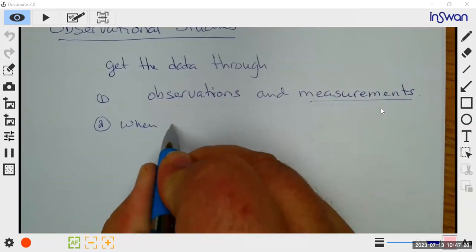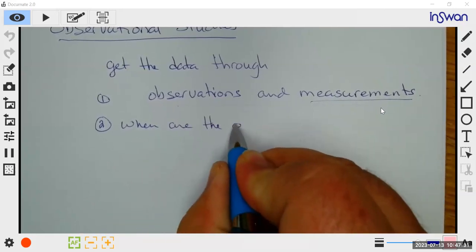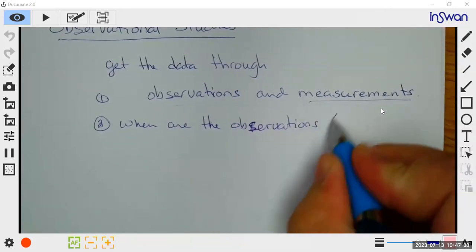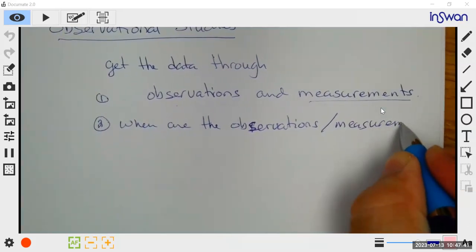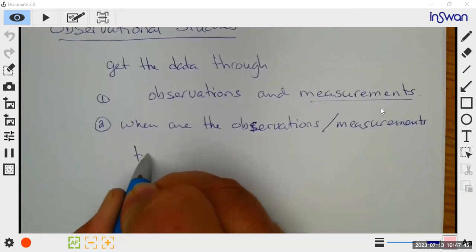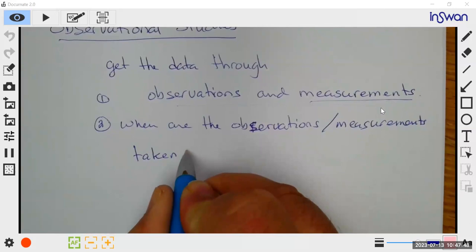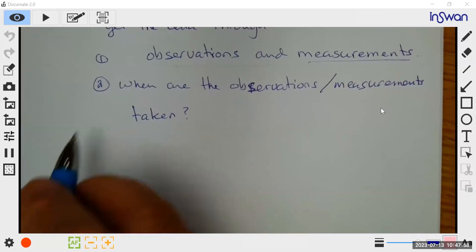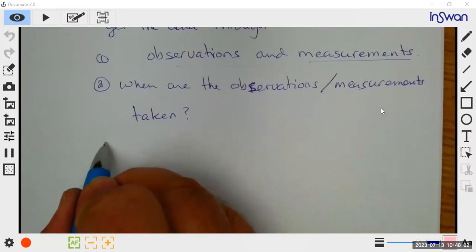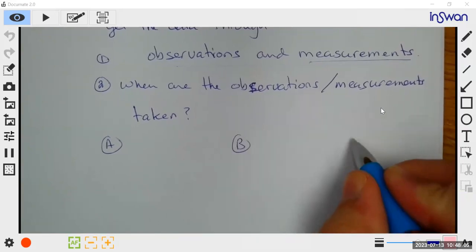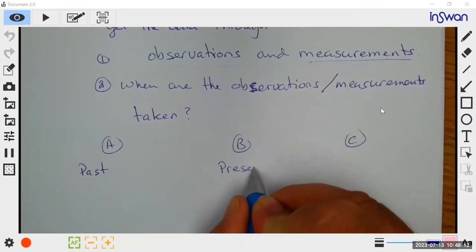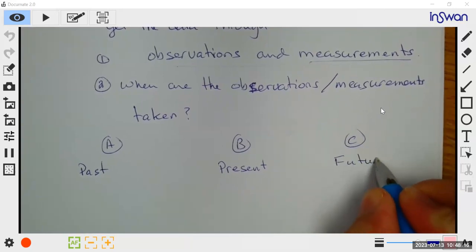You figure out, when are the observations and measurements taken? Obviously, there are three periods of time. There's the past, the present, and the future.